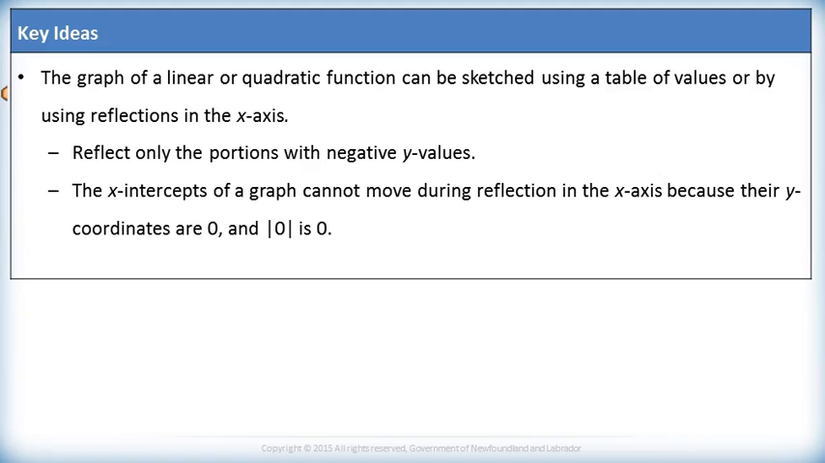In conclusion, the graph of a linear or quadratic function can be sketched using a table of values or by using reflections in the x-axis. Reflect only the portions with negative y values, and x-intercepts of a graph cannot move during reflection in the x-axis because their y coordinates are 0 and the absolute value of 0 is 0.